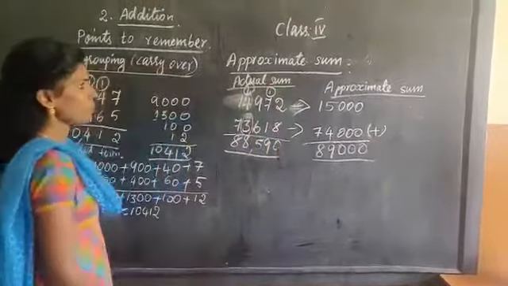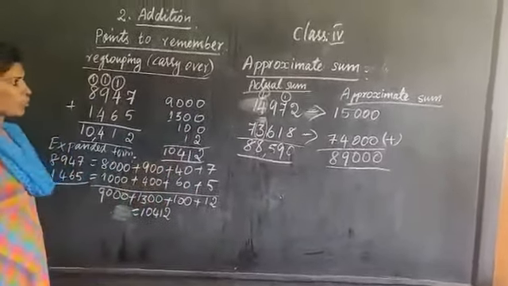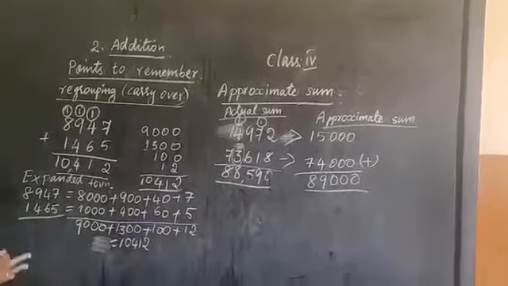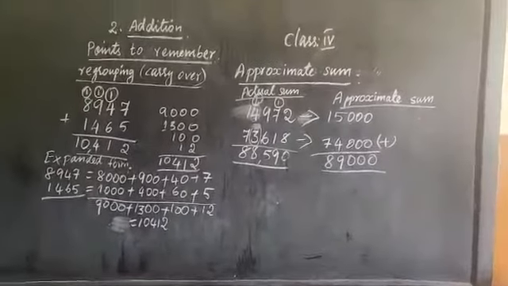So approximate sum and actual sum, how to find, we have learned. This is the important thing we have learned from this chapter. So this much you go through and practice it please.